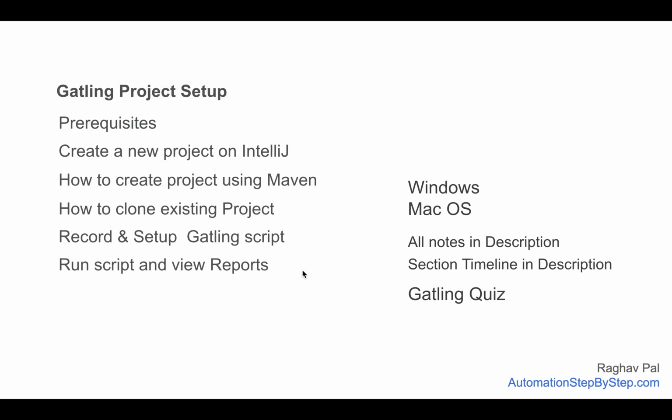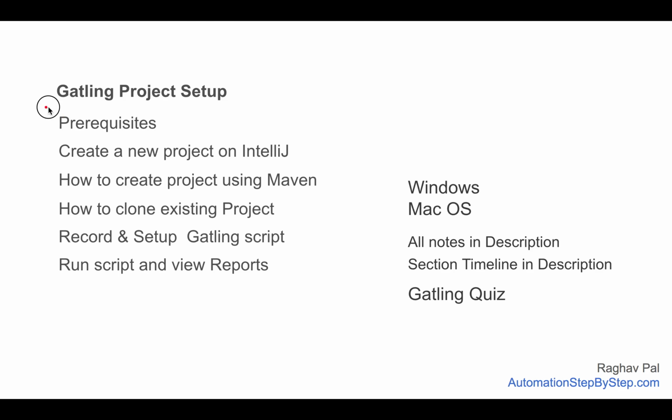And in part 2, we are going to do the Gatling project setup. Part 1 was about standalone Gatling, where we just downloaded Gatling from the gatling.io open source website, and then we used the Gatling recorder to create a Gatling script. After creating a script using the HAR file, we converted the HAR file to a Gatling script and then executed and checked the reports.